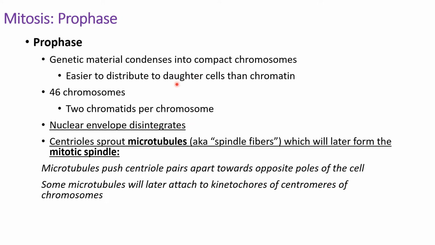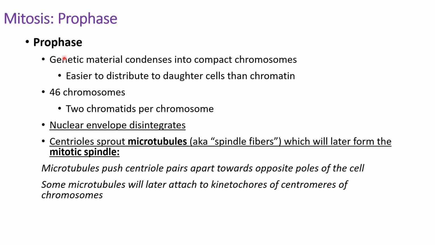Now, I may have been unclear previously about this aspect, but basically in prophase, we are going to make sure that our chromatin is in the form of chromosomes, just because they're easier to distribute to the daughter cells later on. So during prophase, we will have our 46 chromosomes. Remember, DNA has already replicated. And so we have 46 chromosomes, and each chromosome is made of 2 chromatids.